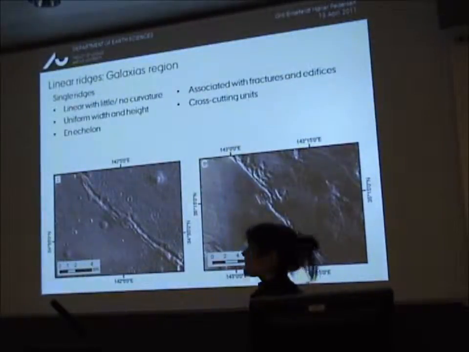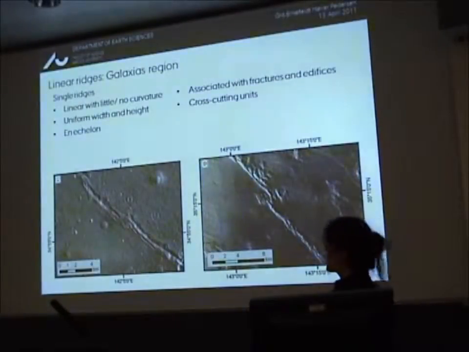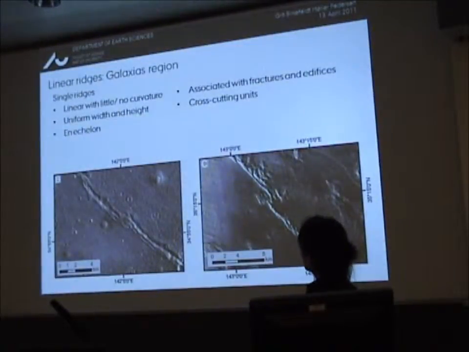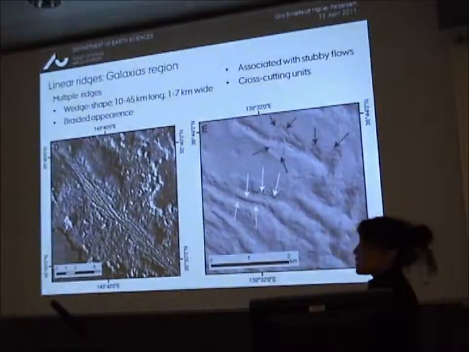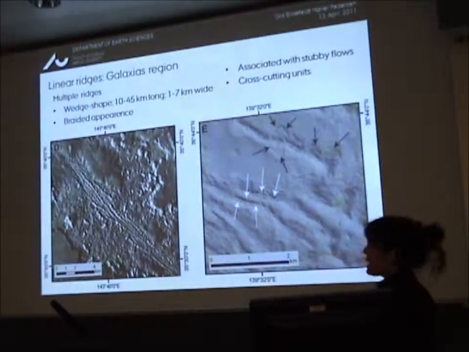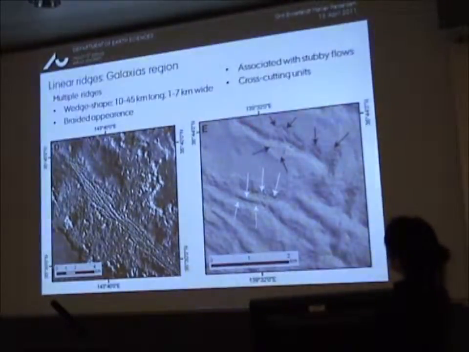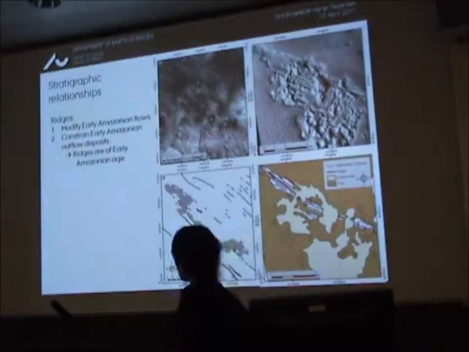Generally, the simple ridges are linear with little or no curvature, have uniform width and height, are emplaced en echelon, are associated with fractures and edifices such as these Mobergs that I just showed you before, and they're cross-cutting different units. The multiple ridges and interpreted dike swarm systems are these ones looking like this. So they have this wedge shape, they have a braided appearance, they're associated with stubby flows. This is just a ridge where you can see some stubby flows from it, and they're cross-cutting different units.